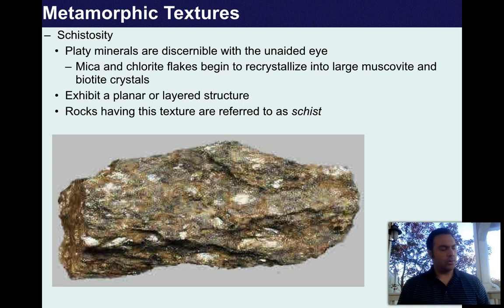All right, the next kind of cool thing to look at is called schistosity. Unfortunately, the picture that I have down here is a little pixelated, so we'll kind of breeze past it, but we'll show you better pictures of schist as we go forward. Platy minerals are discernible with the unaided eye. Mica and chlorite flakes begin to recrystallize into large muscovite and biotite crystals. Actually, these little white areas here are large muscovites. The black zones are little biotites that are just starting to form in here. And they exhibit a planar or layered texture. Rocks having this texture are referred to as a schist. So this is a schist.